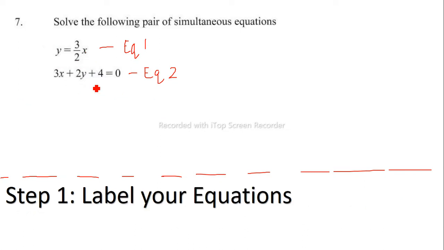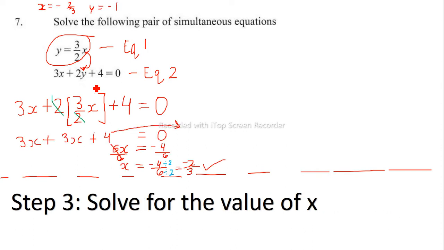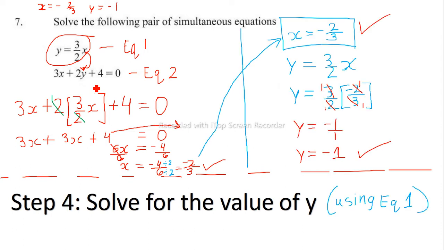So, step 1 is label your equations. Someone asked me to go back. Step 1 is label your equations. Step 2 is substitute equation 1 into equation 2. Step 3 is solve for the value of x, and then step 4 is solve for the value of y.